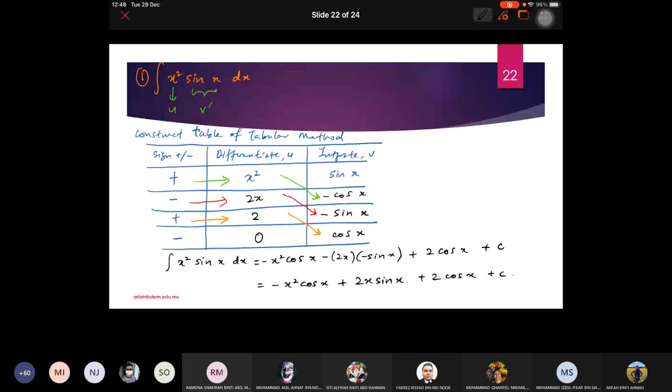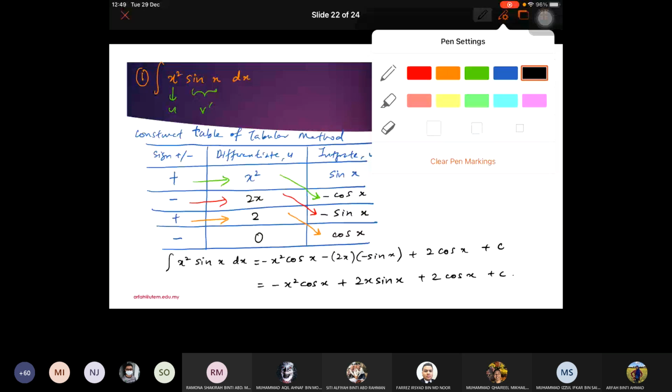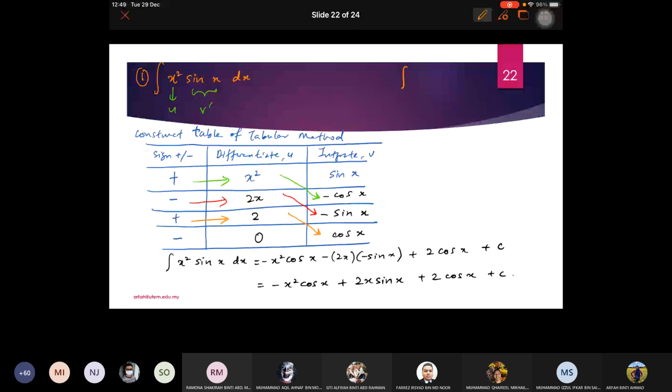Okay. Done with this one. Those who have finished, try the second one. The second one is integration of x kuasa 2 exponential 2x dx. So try the second one. Kalau done beritahu eh.